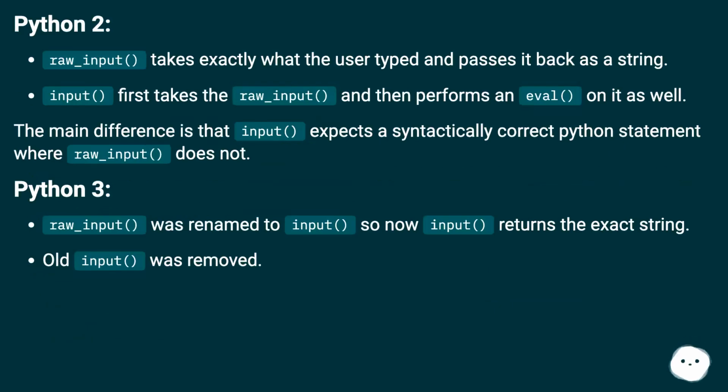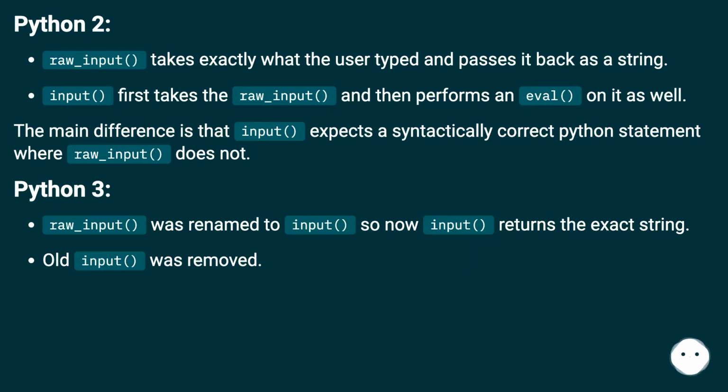In Python 2, raw_input takes exactly what the user typed and passes it back as a string. Input first takes the raw_input and then performs an eval on it as well. The main difference is that input expects a syntactically correct Python statement, where raw_input does not.